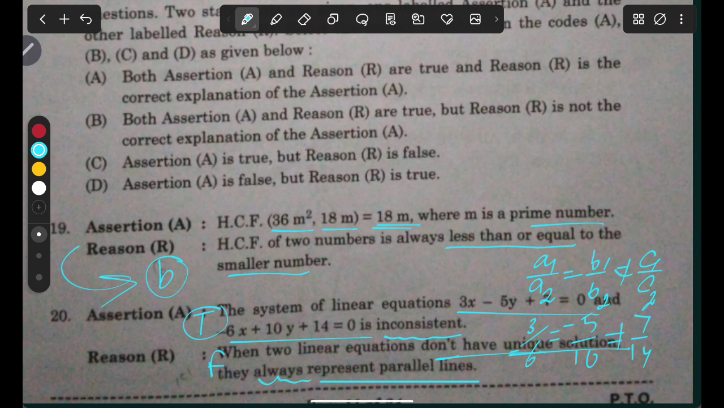So A is true and R is false. Option C is the correct answer for the 20th question, and that's all. Thank you.